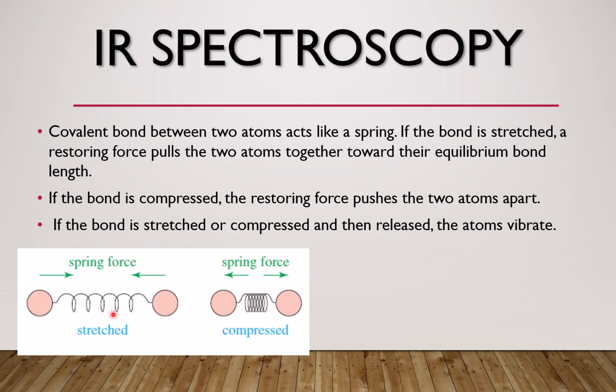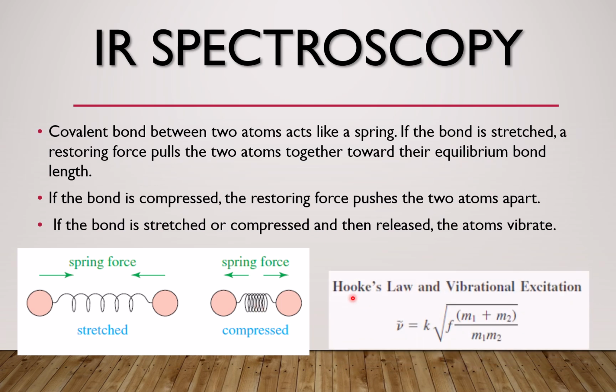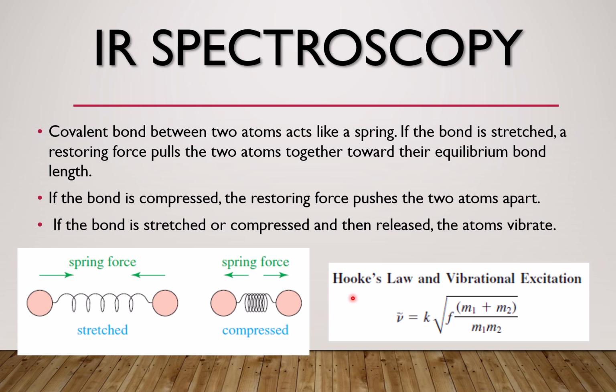So if I consider a covalent bond as a spring, when it is stretched there will be a restoring force which pulls the atoms together to the equilibrium bond length. In the same manner, if we compress this covalent bond, there will be a restoring force which pushes the two atoms apart, and this stretching and compressing leads to vibration. If you want to calculate the frequency of the vibrational excitation, that is done with the help of Hooke's law.